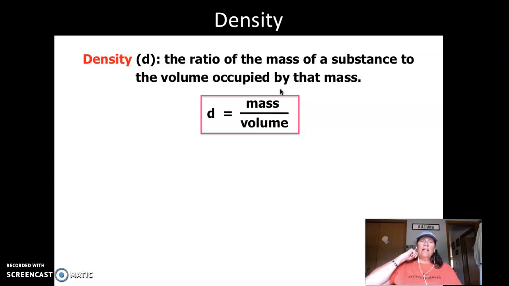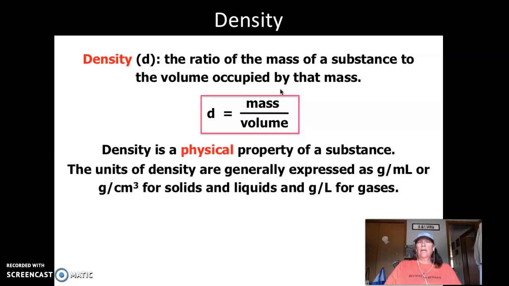It's easy to find density. It's mass divided by volume. And again, it just determines how close particles are. Okay, it's a physical property. The units depend on, most common would be grams per milliliter. If you have a solid, it'd be grams per centimeter cubed because you're going to have to measure. Okay, so it just depends on what you're looking at. And usually for gases, they do grams per liter because gases spread out so much more. And again, your units would just be whatever you start with.